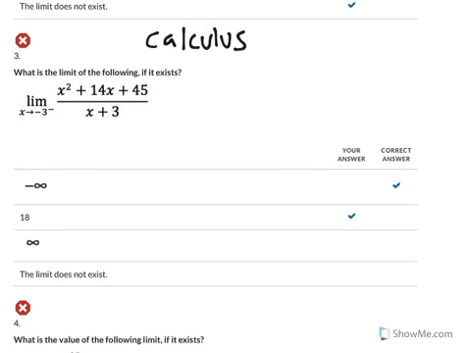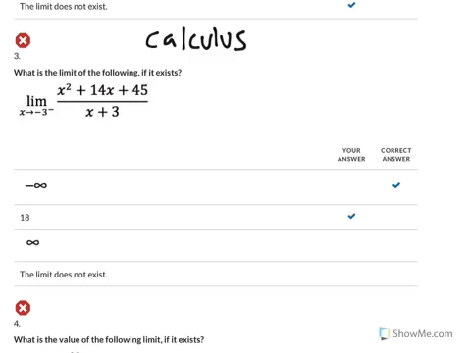Alright, so what I want to go over today is a calculus problem. The problem is as follows. What is the limit of the following if it exists? You're taking the limit as x approaches negative 3 from the left hand side. This is what this negative means right here. It means it's approaching negative 3 from the left hand side of x squared plus 14x plus 45 divided by x plus 3. So we want to find out what this limit is.